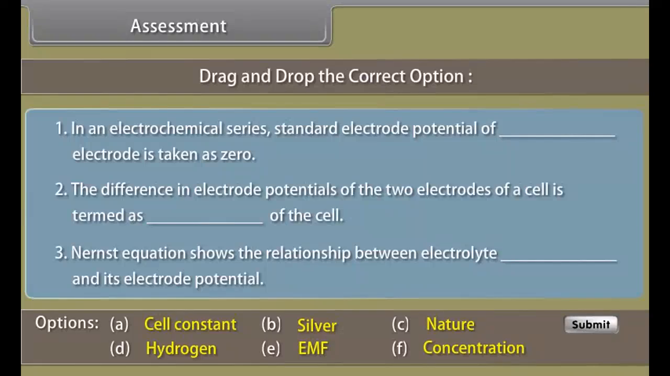Assessment. Before proceeding further, let us know how much you have learnt. Drag and drop the correct option. Electrochemical cell and Gibbs energy.